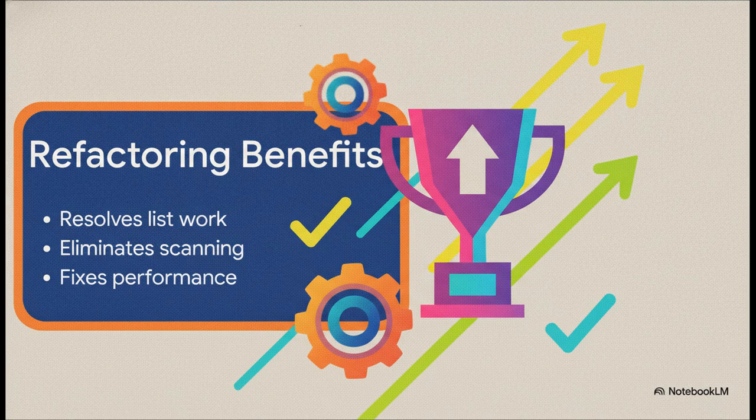First, this AST approach gives us a highly robust architecture that saves precious developer time by resolving all that tedious list processing. Second, it dramatically reduces code complexity by completely eliminating the need for list scanning. And crucially, it fixes the underlying performance drag of iterating over those massive flat token lists. It's literally a win on every single front.